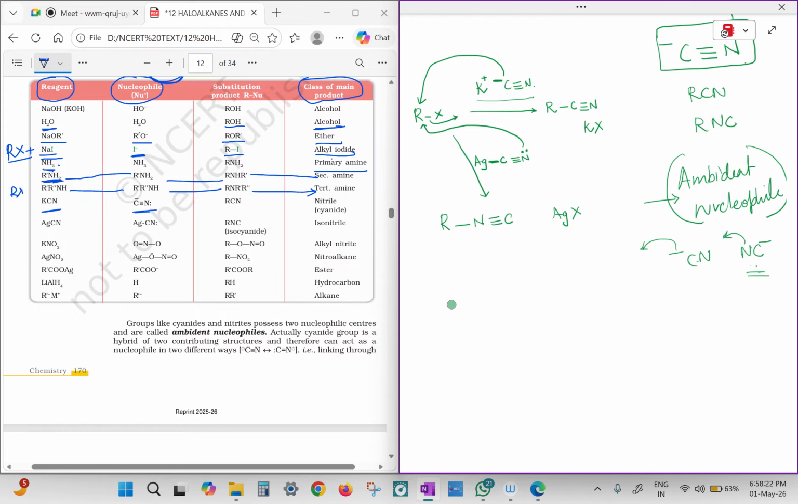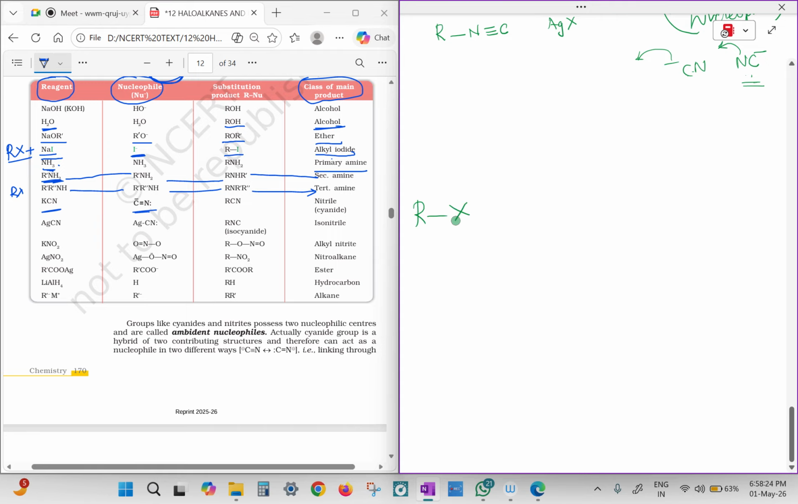Okay. The same observation is made with AgNO2, that is Ag, N double bond O, O. Do you think this will be polarized? Ag is smaller in size. Is this bond ionic or covalent? Ag being a small cation, it is covalent. So the lone pair on nitrogen is free to attack. The product will be RN double bond O, O coordinate bonded, and the byproduct will be AgX.